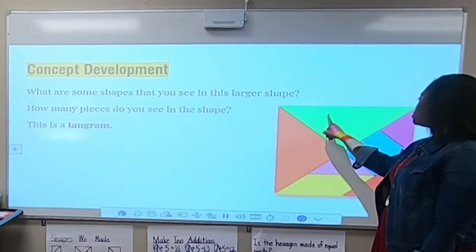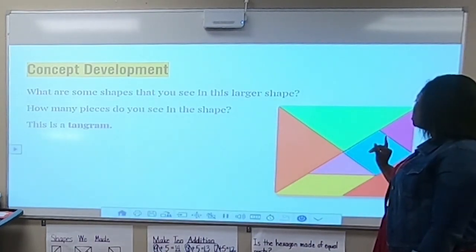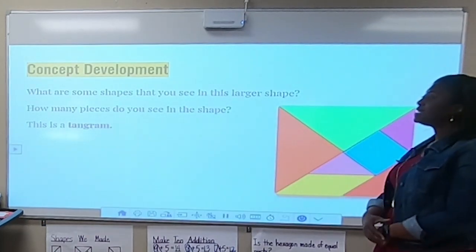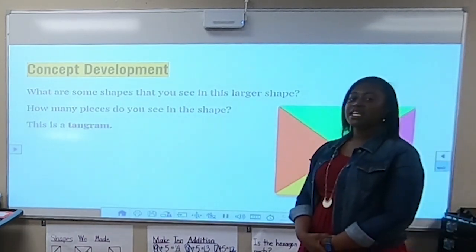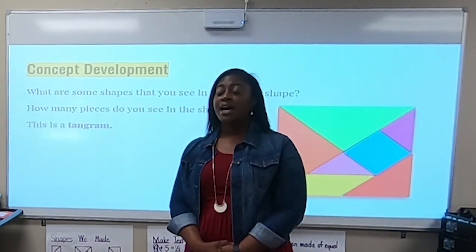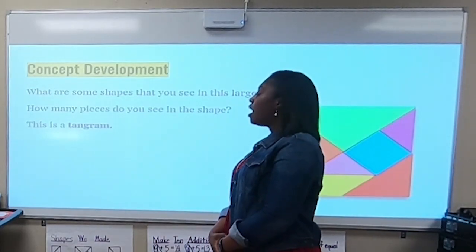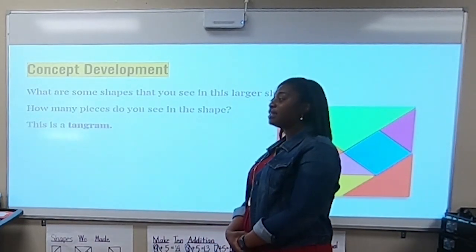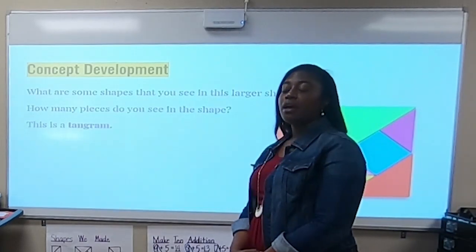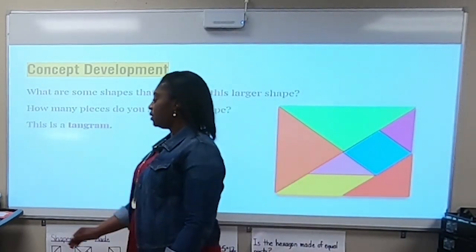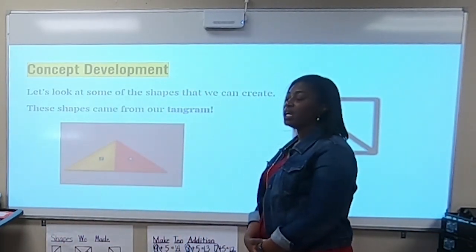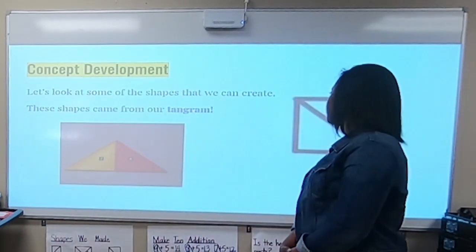1, 2, 3, 4, 5, 6, 7. These shapes placed in this order is called a tangram. A tangram is made up of 7 shapes that are not the same sizes that all come together to make other shapes. Let's look at some of these shapes that we created with tangram pieces.